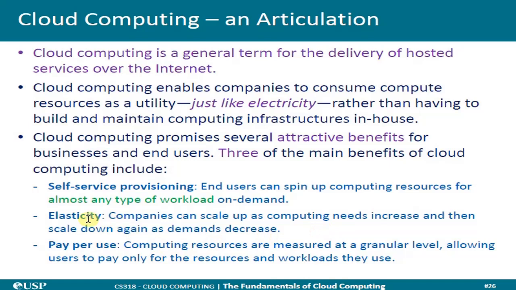So that's elasticity. And then you have pay per use. Computing resources are measured at a granular level, allowing users to pay only for the resources and workloads that they use. So just as we looked at the electricity example, the generator and electricity provided by a service provider, right? So pay per use, you only pay for what you use.